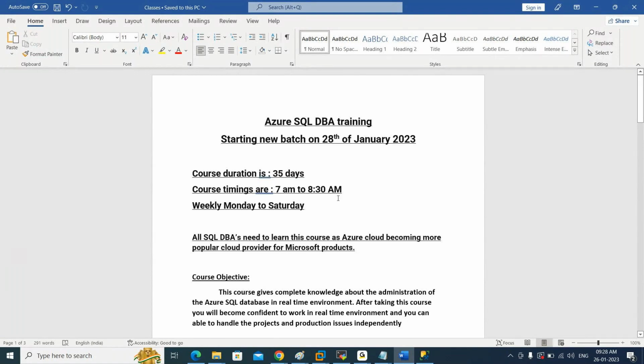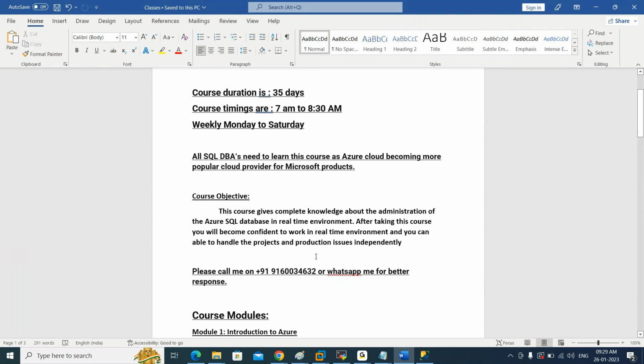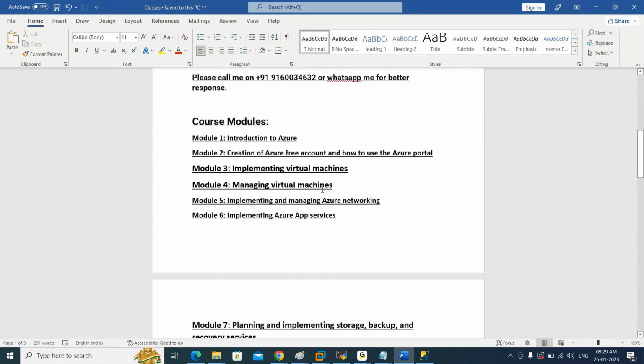This course is designed for all on-prem SQL DBAs to upskill their technical level to the Azure side, because Azure is nowadays a highly, widely implemented cloud technology for SQL. And this course's objective is to give you complete knowledge about administration of Azure SQL database in a real-time environment. After taking this course, you will definitely be confident to work in the real-time environment, and you will be able to handle the projects and troubleshoot live environments independently. This course is divided into 10 modules, in fact.